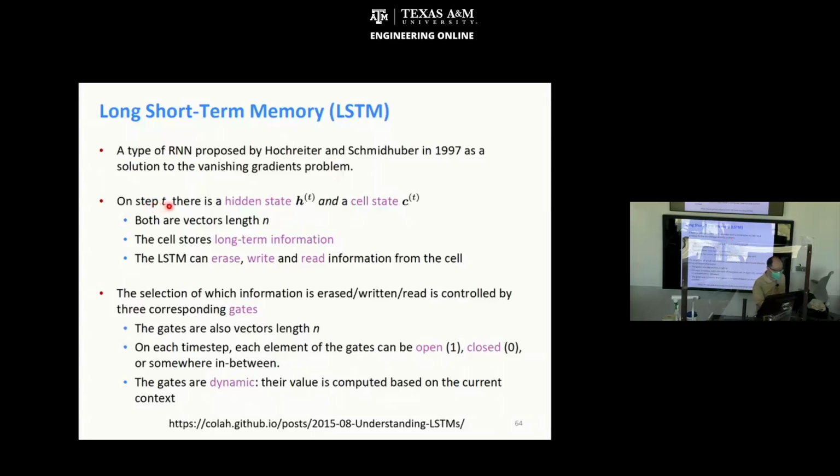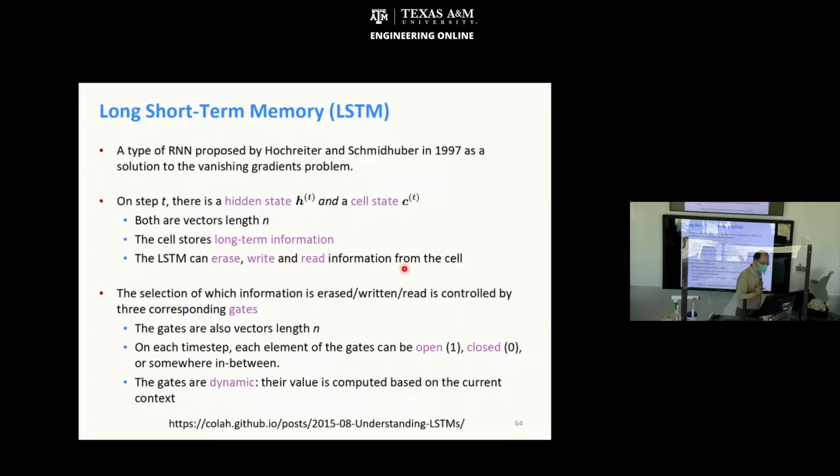On step t, there is a hidden state h(t) and a cell state c(t). I put parentheses to indicate this t is the time index. Both are vectors of length m, and the cell state stores long-term information, which is encoded in both. And then this LSTM, as a building block, can erase, write, and read information from the cell.